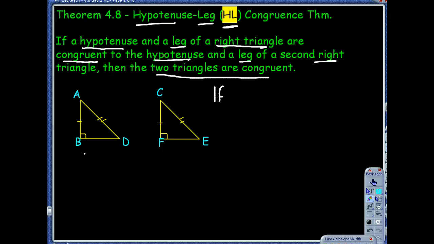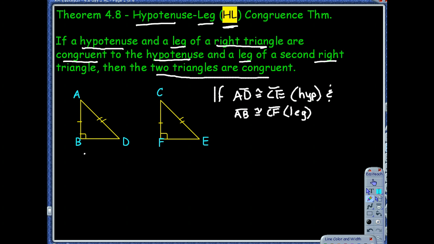So if you know the hypotenuse and the leg of right triangles are congruent, let's say AD is congruent to CE, these are your hypotenuses. I'm going to make a little note. And you know segment AB is congruent to segment CF. This is your leg idea. But you also have to know that these are right triangles. So you have to be given right angles. In other words, angle B and angle F are right. And we have to know that they're right, not just perpendicular. Exactly. Because we have to know they're right triangles.